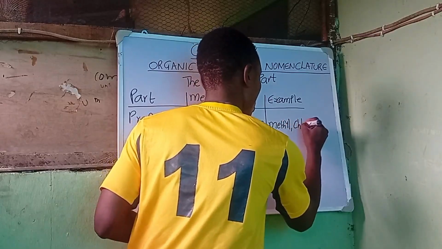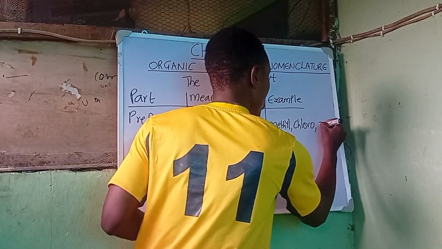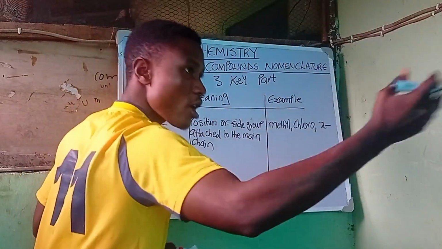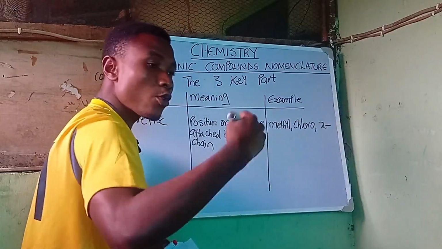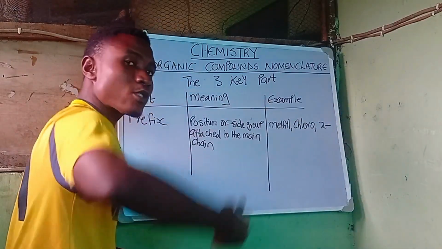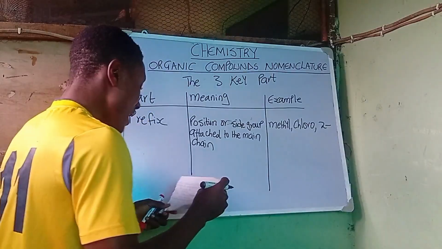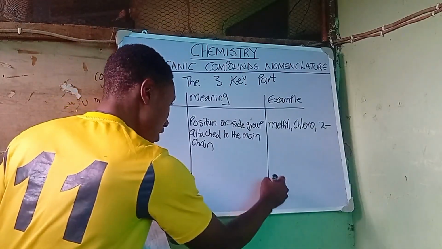something like chloro, something like 2 or 3 or 4. You understand? You call it before you call the parent chain. The second is the parent name, which is the parent chain.